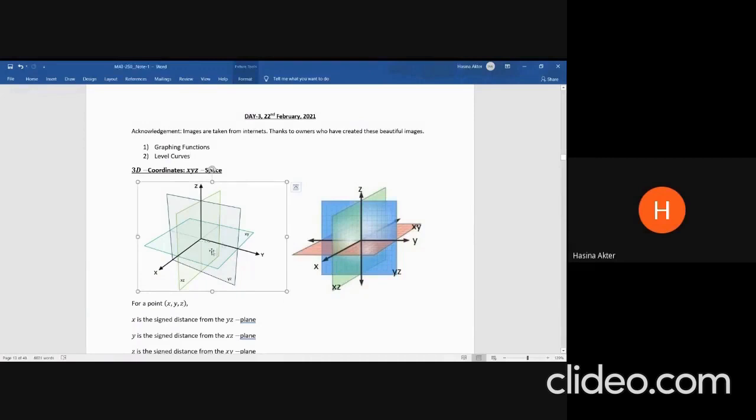what happens when three planes intersect each other perpendicularly. Then what happens? Do you see these two planes? One is green, one is blue. Do you see these two planes? Are you following the cursor? Yes, miss. So if these two planes intersect each other perpendicularly, then how many corners, how many sectors do we get at the intersection?